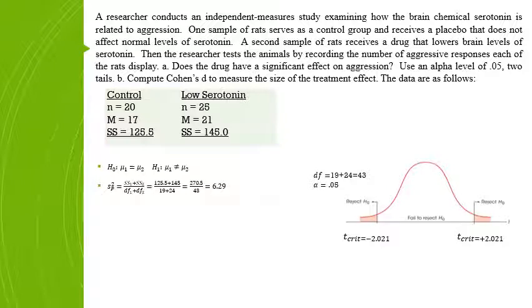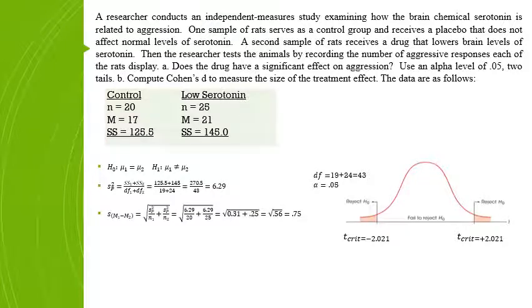You should also go ahead and draw your picture. This is a two-tail test. The pooled degrees of freedom would be 43 because the degrees of freedom for the first sample would be 19 and the degrees of freedom for the second sample would be 24. Add them up and get 43. That's your pooled degrees of freedom. You're going to use alpha 0.05, two-tail, look in your chart, and you should find critical values of positive and negative 2.021. Remember, the chart only gives you positive. Your picture is what tells you if it's positive or negative.